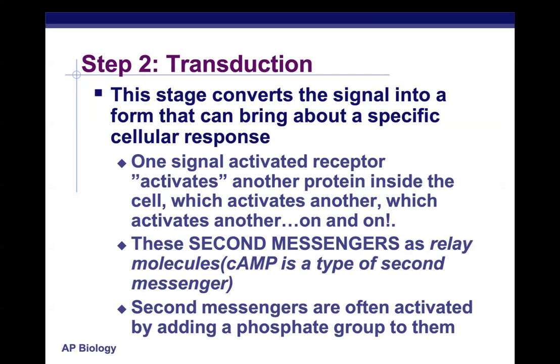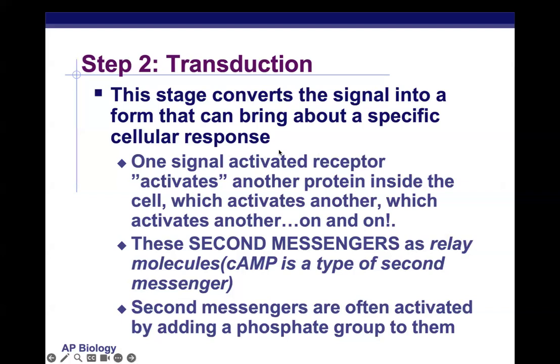So one signal-activated receptor in this transduction step might activate another protein inside of the cell to carry the message on, and that activated protein will activate another, and another, and another, on down the line in a cascade, an ever-growing domino-like effect. Now, these proteins that are activated one after the other are called second messengers and are relay molecules. Right, a second messenger is the relay molecule that is carrying the message throughout the cell. But like the primary messenger, the first messenger would be that ligand that bound to the receptor. Now these are the second messengers.